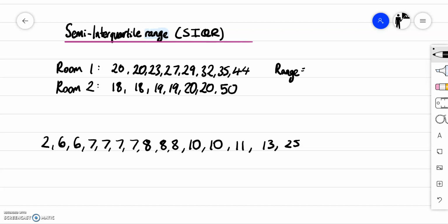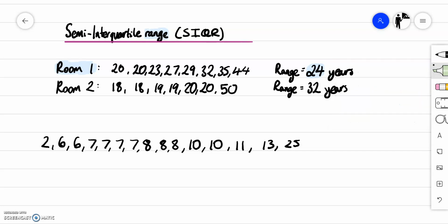The range in room 1 would be 44 minus 20, so the range in room 1 is 24 years. There's a spread of ages from 20 to 44. In room 2, we could work out the range once again: 50 subtract 18, which is 32 years. So in room 2, they're 32 years apart. We would then say that in room 1 the range is smaller, therefore the ages are more consistent and closer together. That's what we would assume.